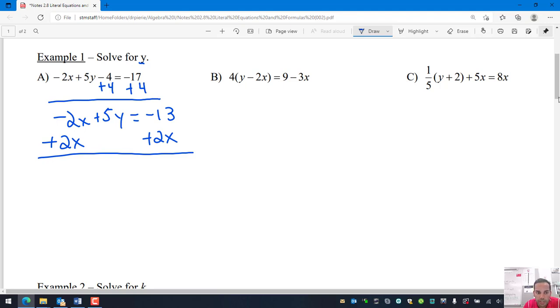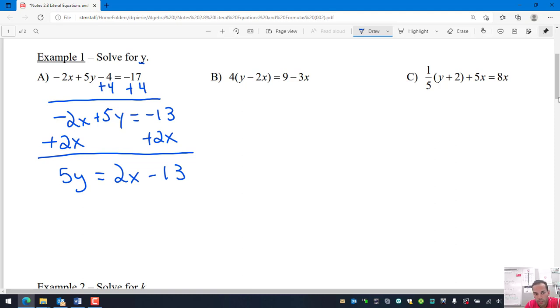On my left-hand side, I'm just left with 5y. And then on my right-hand side, I see 2x. I can't combine that with minus 13, so it stays apart from it. 2x minus 13. Okay. Is y by itself yet? No, it's not. It's still got that 5 next to it. I see 5 times y. How do I get rid of multiplying by 5? I have to divide by 5.